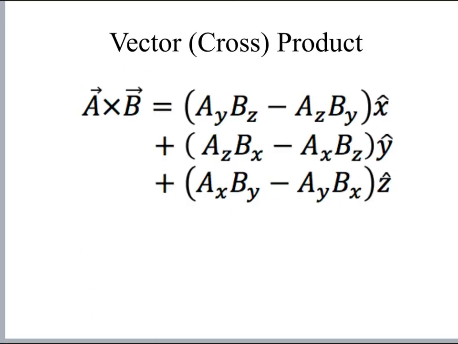So once you multiply all of those 9 terms out and you eliminate the ones that are 0, you can group together all the other terms according to which unit vector they go with. And when you do that, you see this pattern. AYBZ minus AZBY, so notice none of these are x, times x hat. AZBX minus AXBZ times y hat. Notice none of these are y. None of these are z, but they go with the z hat.